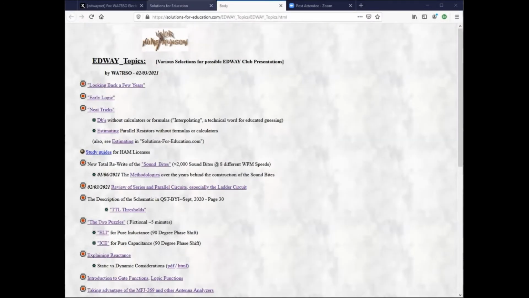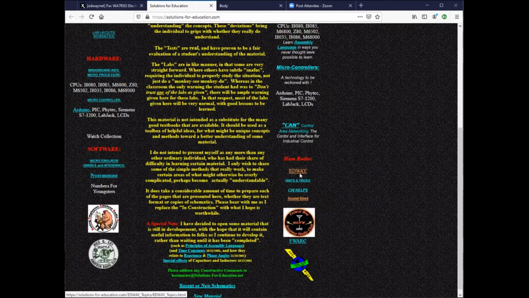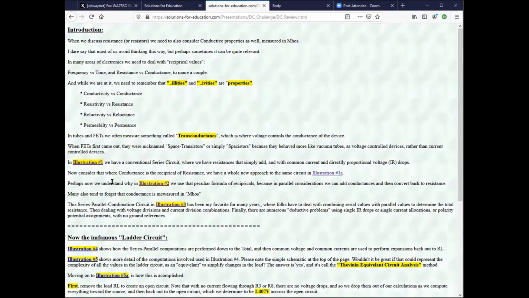Okay, what we came from, let's do it this way. If you go to the website and then you come down here to where it says Edway, and you click on Edway, this is the screen that we're on right now. And in this particular case, as today's date, review of series and parallel circuits. This is where we're going.